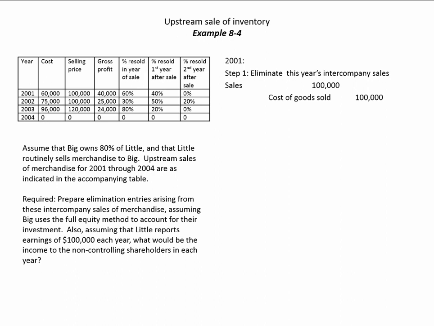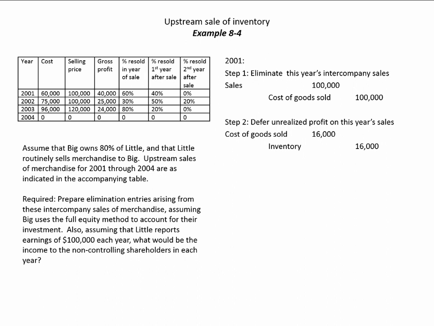That's not the case though. Only 60% of the merchandise was resold to a third party. The other 40% is still on hand, which means we have to A, defer the gross profit on the unsold merchandise, and B, reduce the merchandise inventory down to its correct value. So again, 40% of the merchandise was unsold. That means 40% of that $40,000 gross profit has not been realized. So we need to defer 40% of $40,000, or $16,000. And we do that by increasing cost of goods sold, which defers the income, and crediting inventory, which reduces the inventory from its marked up value down to its true cost.